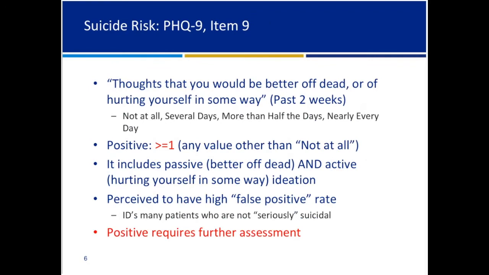So item 9 is worded this way: over the past 2 weeks, have you had thoughts that you would be better off dead or of hurting yourself in some way? And you can see the response options here: not at all, several days, more than half the days, and nearly every day. A positive on this item is defined by any value that is greater than or equal to 1. So in other words, any value that's other than not at all.